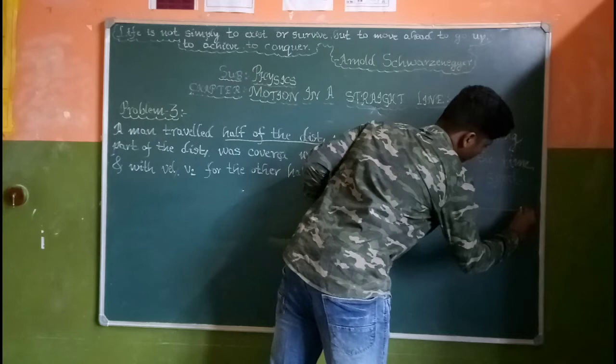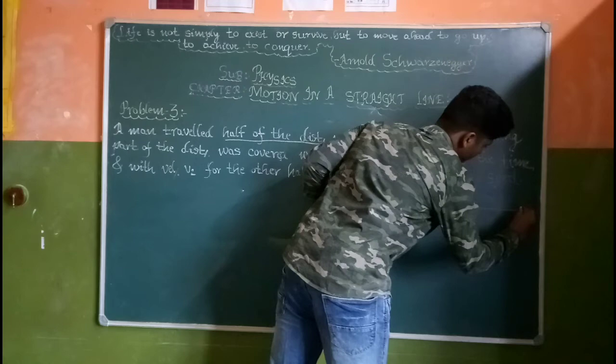Now we take out S common and cancel. So 2S by S into 1 by V1, sorry, 1 by V0 plus 2 by V1 plus V2. So S and S get cancelled. So I will rub this one. So now we take out LCM from this denominator, that is V1 plus V2 plus 2V0 by V0 into V1 plus V2.